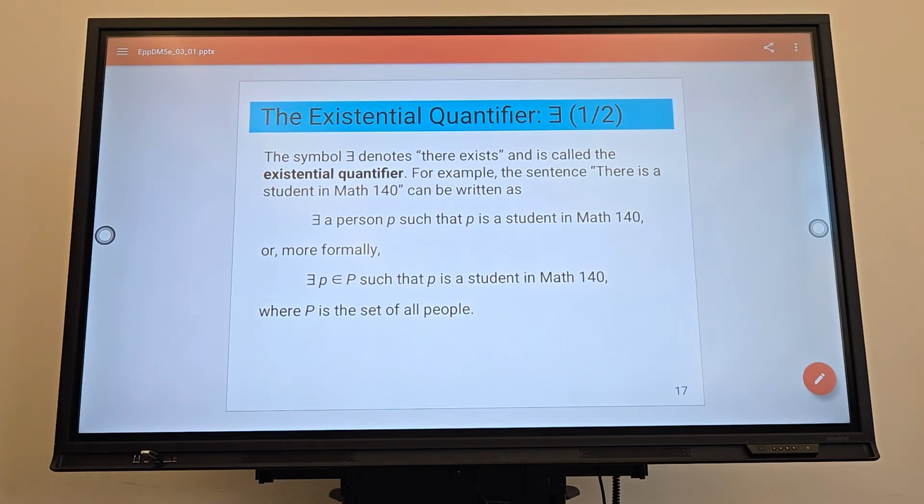The upside down E denotes "there exists" and is called the existential quantifier. For example, the sentence "there is a student in Math 140" can be written as "there exists a person P such that P is a student in Math 140." Or more formally, upside down E, P an element of P, such that P is a student in Math 140, where P is the set of all people.